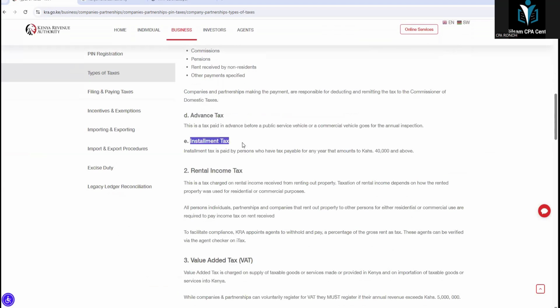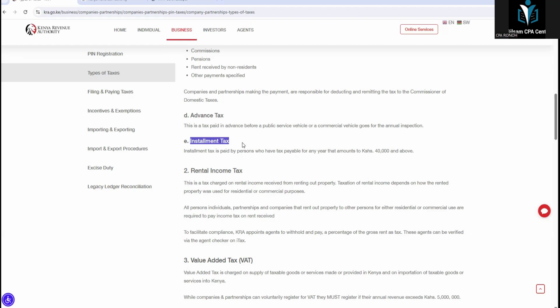So installment tax is tax paid by a person who has tax payable for any year that amounts to 40,000 and above. So if you have a tax payable as per your accounting records, and you see that in a year it is most likely that you might pay more than 40,000 as tax payable, then you are required to pay the installment tax by law. The installment tax is due on the 4th, 6th, 9th, and 12th month of the accounting period.